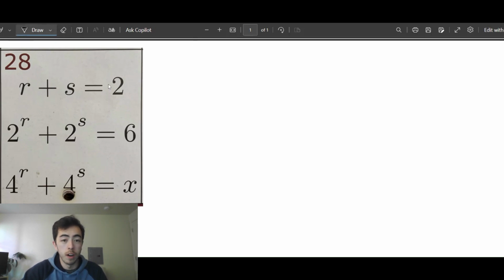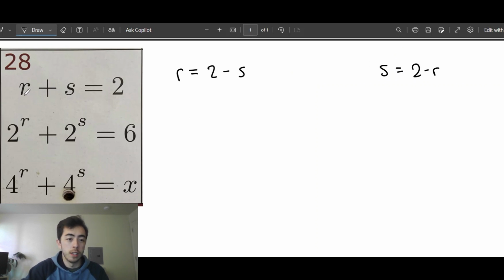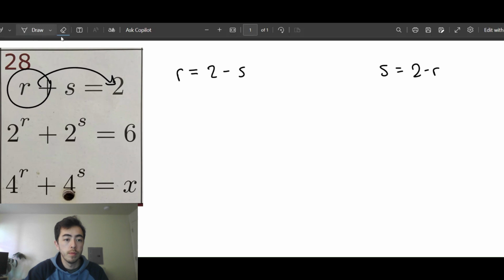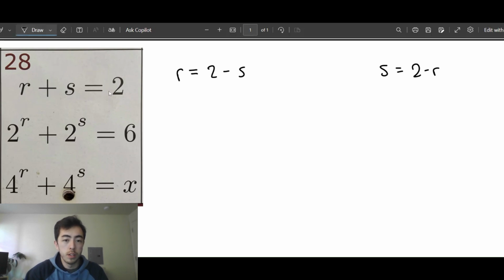So to isolate r, all I have to do is subtract s to the other side. And everything is really symmetrical here, so I might actually do both at once to match it up. So s will also be the same thing. s is just 2 minus r. Here, all I'm doing is subtracting this r to that side. That lets me do some substitution.